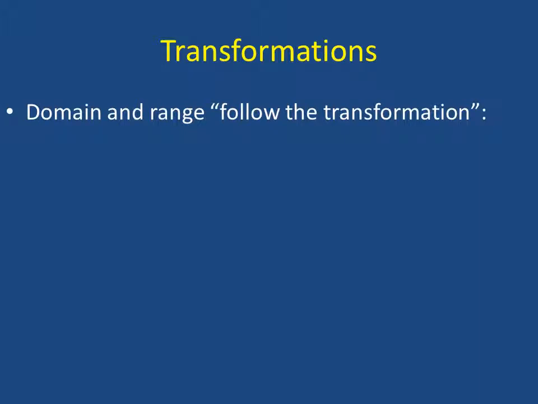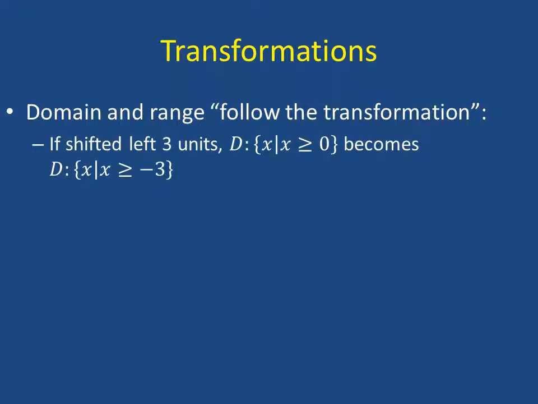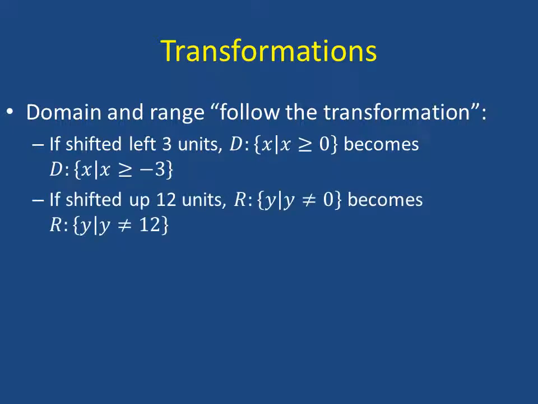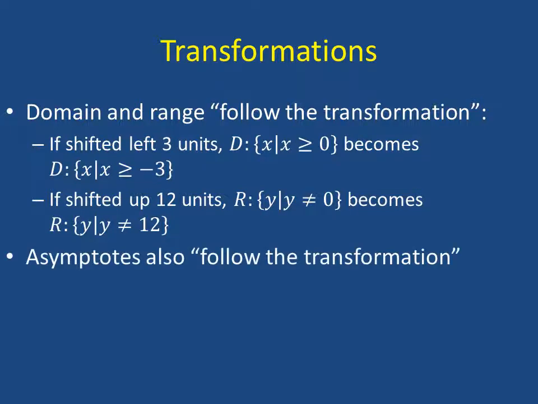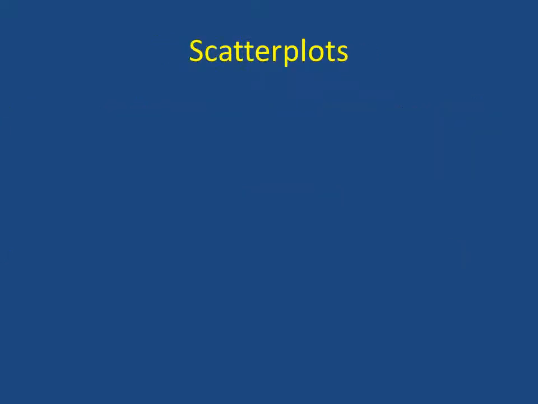Remember that the domain and range will follow the transformation. If a function is shifted 3 units to the left, then a domain of x greater than or equal to 0 will shift to the left as well and become a domain of x greater than or equal to -3. Same thing with the range. If the range is shifted up and down, then a range of y not equal to 0 is going to be y not equal to 12 if the graph is shifted 12 units up. The same applies to asymptotes. Those asymptotes will also follow the transformation and shift by the same amount.